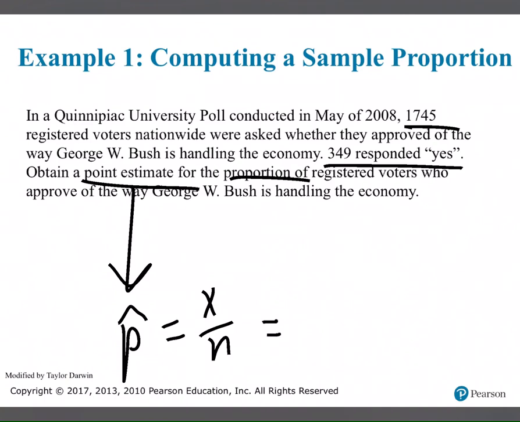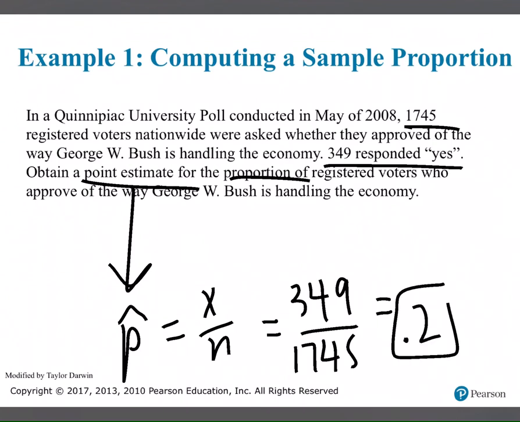So how many total people were asked? That's 1,745. And then how many people said that he was handling the economy well? 349. If I were to put that in my calculator and get a decimal, I'd get 0.2. So that's your p hat. P hat is equal to 0.2. So it's always part over whole.